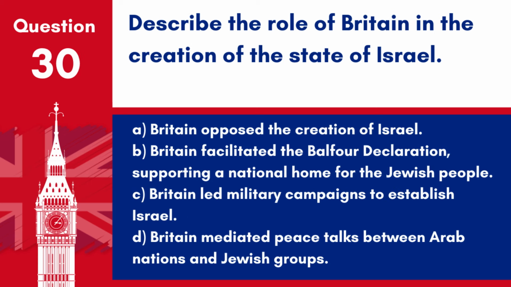Question 30. Describe the role of Britain in the creation of the State of Israel. A. Britain opposed the creation of Israel. B. Britain facilitated the Balfour Declaration, supporting a national home for the Jewish people. C. Britain led military campaigns to establish Israel. D. Britain mediated peace talks between Arab nations and Jewish groups.